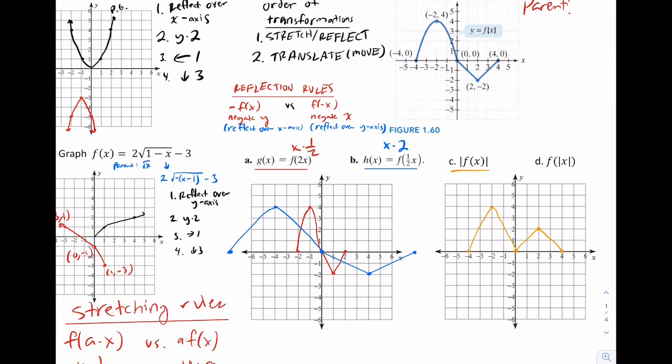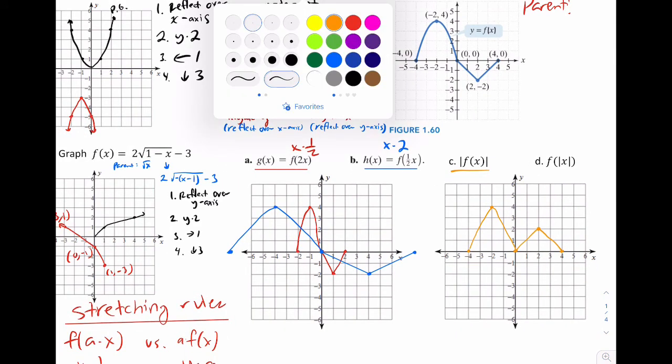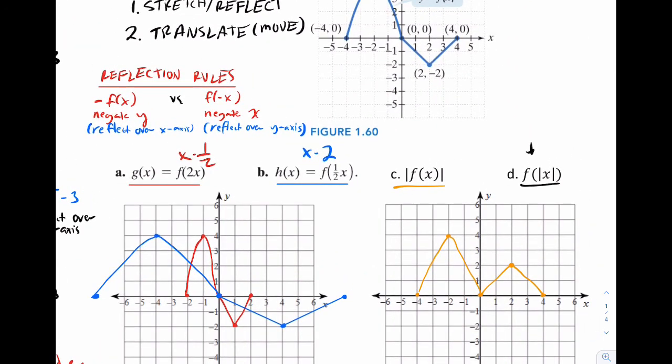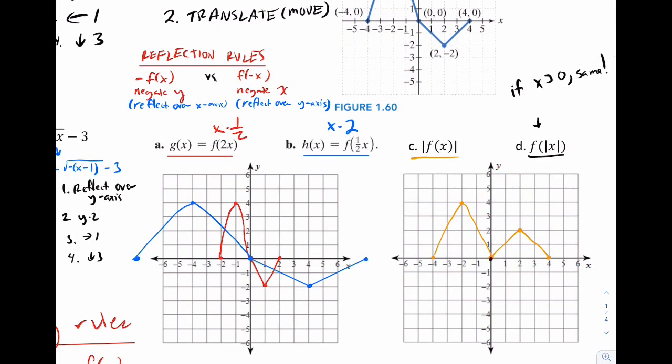Now D is the weird one. D, I'll do that in black. Notice the absolute value is on the inside. So that's kind of tricky. So what that's going to mean is if x is positive, it's the same, right? Because you plug in f of 1, f of 2, f of 3, nothing should change because those are already positive. So these are all positive values. So I'm going to plug in my first part. That's going to be here. The x values here are all positive, which means this part of the graph should remain unchanged.